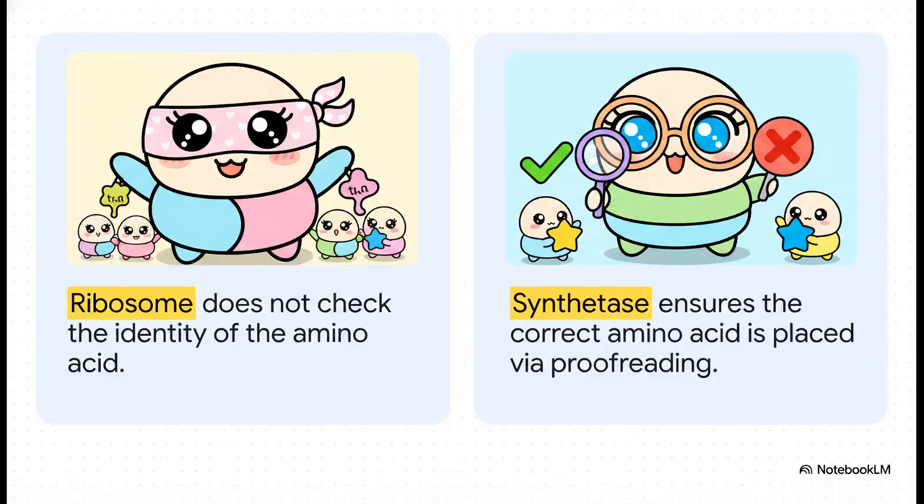Here is the absolute craziest part. The massive ribosome, it is completely blind to mistakes. It's an amazing linking machine for sure, but it blindly trusts that the tRNA adapter brought the correct part. It does not check the amino acid. It relies 100% on the synthetase. The synthetase has this incredible double sieve editing function.